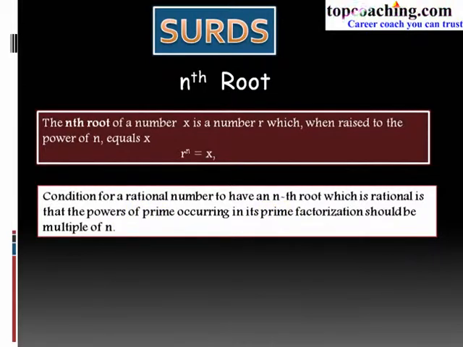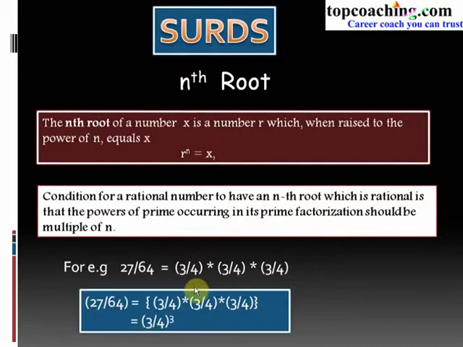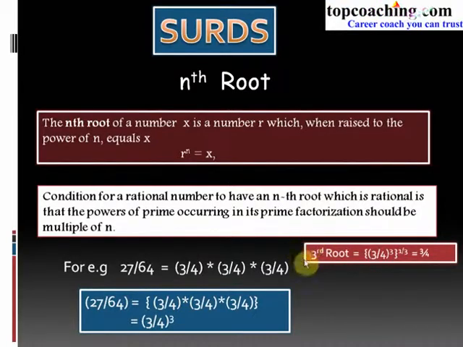Let's try to understand it through an example. Let us say that we have the number 27 by 64. Now 27 by 64 can be written as 3 by 4 into 3 by 4 into 3 by 4, or the cube of 3 by 4. Now, if I want to find the third root of 27 by 64, that would be (3 by 4 whole cube) to the power of 1 by 3. Now 3 into 1 by 3 is equal to 1, and so we get the third root as 3 by 4, which is a rational number.